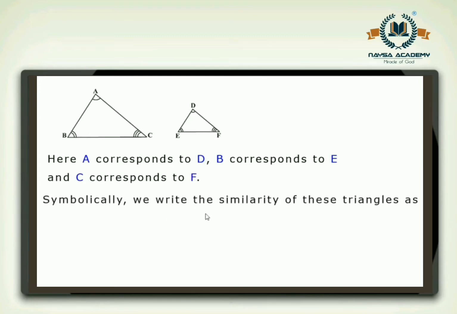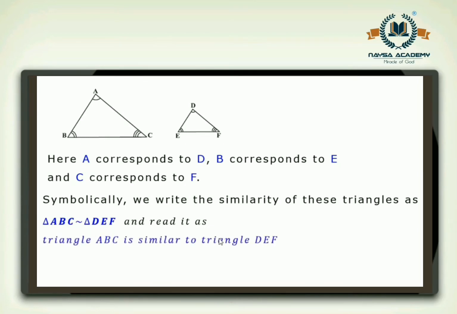Symbolically, we write the similarity of these triangles as triangle ABC, we use this symbol which you are seeing on the board, triangle DEF, and read this as triangle ABC is similar to triangle DEF. Now this sign stands for is similar to.